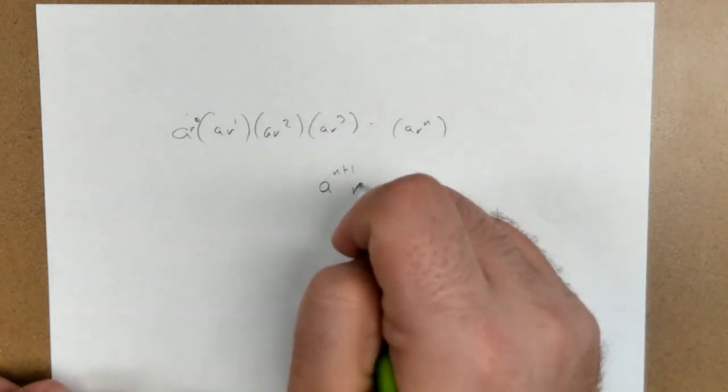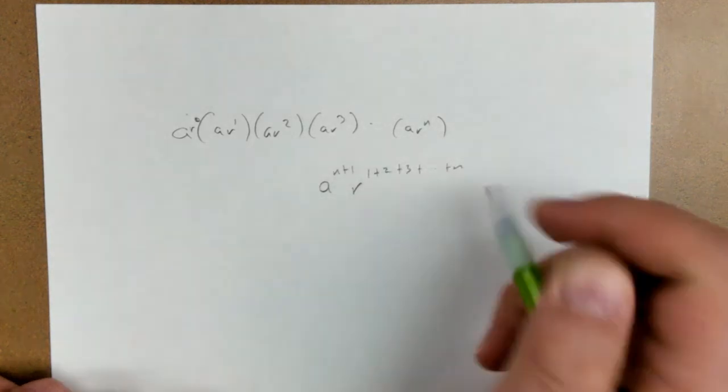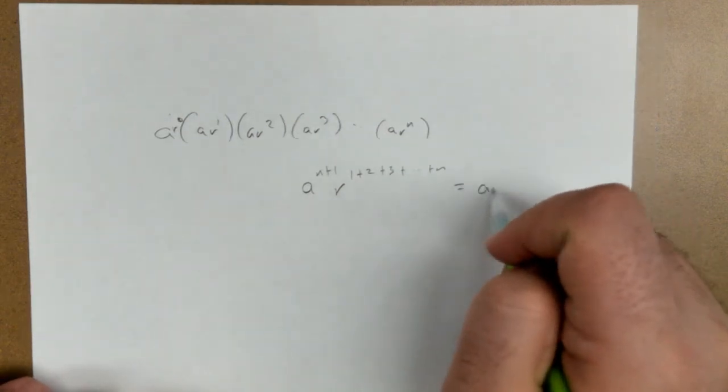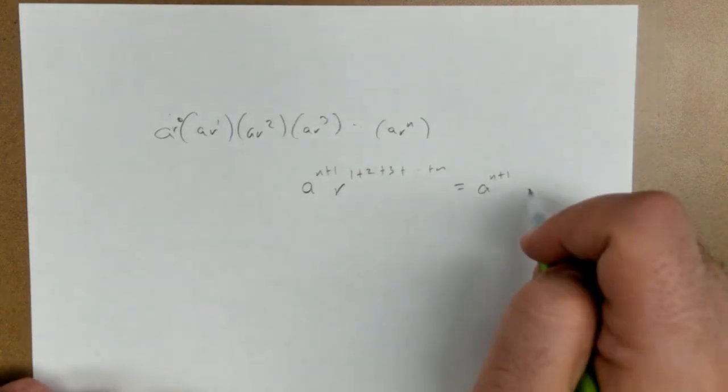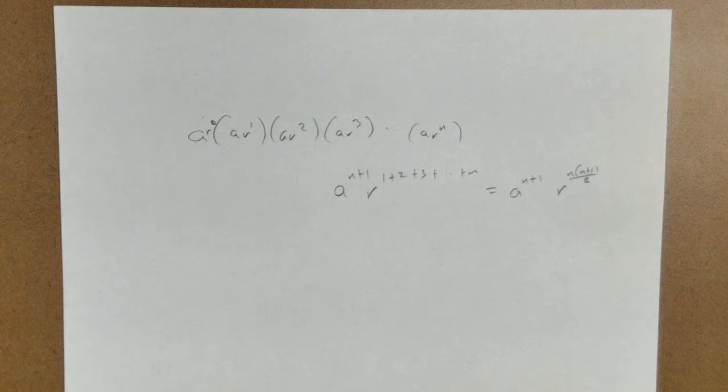How many r's do you have? Well, 1 plus 2 plus 3 plus, and the last one's n. But you guys already know a formula for this. The sum of the first n integers is n times n plus 1 over 2. We proved that with induction a long time ago, and then we did the proof without words, right? So that's all you need for the first one. That is a nice final formula for the product of a geometric sequence.